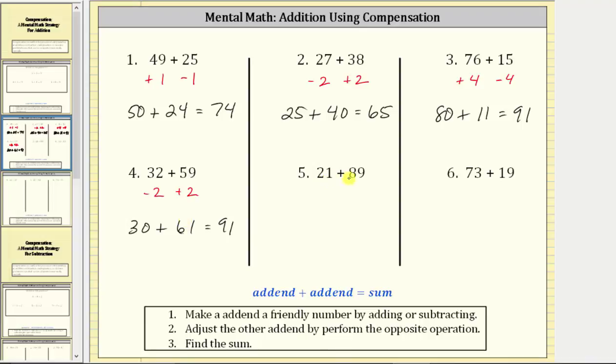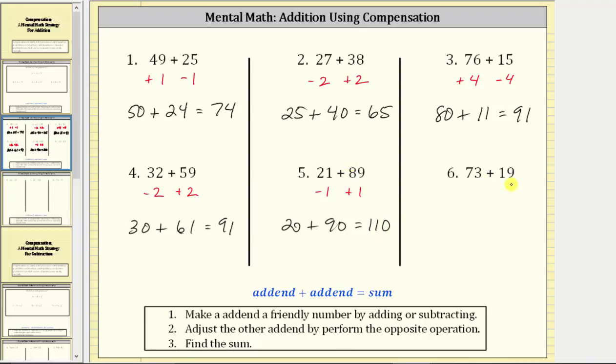For number 5, we have 21 plus 89. The sum would be easier to determine if 21 was 20. For the first step, let's subtract 1 from 21. For the second step, we now add 1 to 89. 21 minus 1 is 20. 89 plus 1 is 90. 20 plus 90 is 110, which is the same as the original sum.